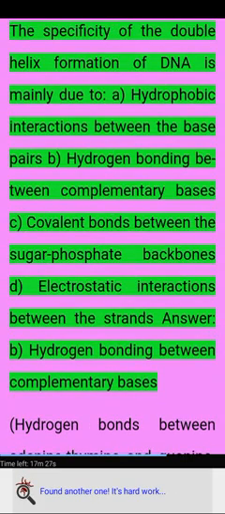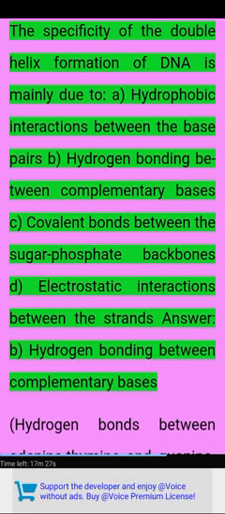The specificity of the double helix formation of DNA is mainly due to: A. Hydrophobic interactions between the base pairs. B. Hydrogen bonding between complementary bases. C. Covalent bonds between the sugar phosphate backbones. D. Electrostatic interactions between the strands. Answer: B. Hydrogen bonding between complementary bases.